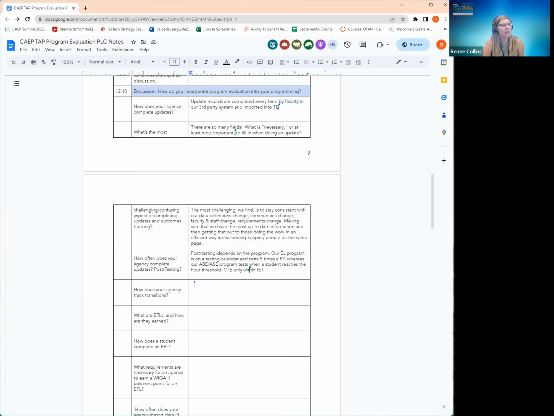And then there's another response there too: all the data definitions, kind of keeping up with everything and making sure that you're staying current, right? So I'd like to invite either the folks that have commented here, or maybe you read something that resonates with you. Would anybody like to come off of mute and share your experiences?